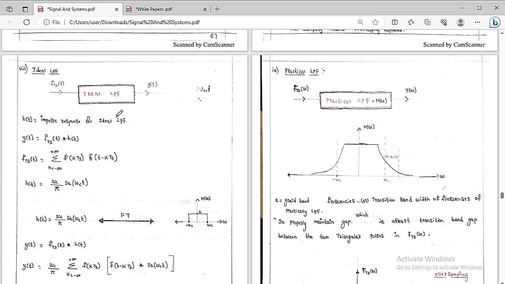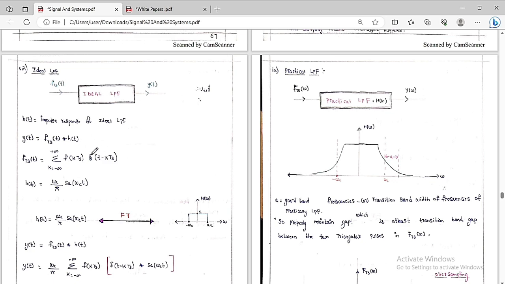So what is y(t)? y(t) is nothing but f_s(t) convolved with h(t), because h(t) is the impulse response of the ideal low pass filter. The output is the convolution of the input and the impulse response. So y(t) equals f_s(t) convolution h(t). For f_s(t), we already know the expression: the summation over k of f(kT_s) delta(t minus kT_s). This expression we know.